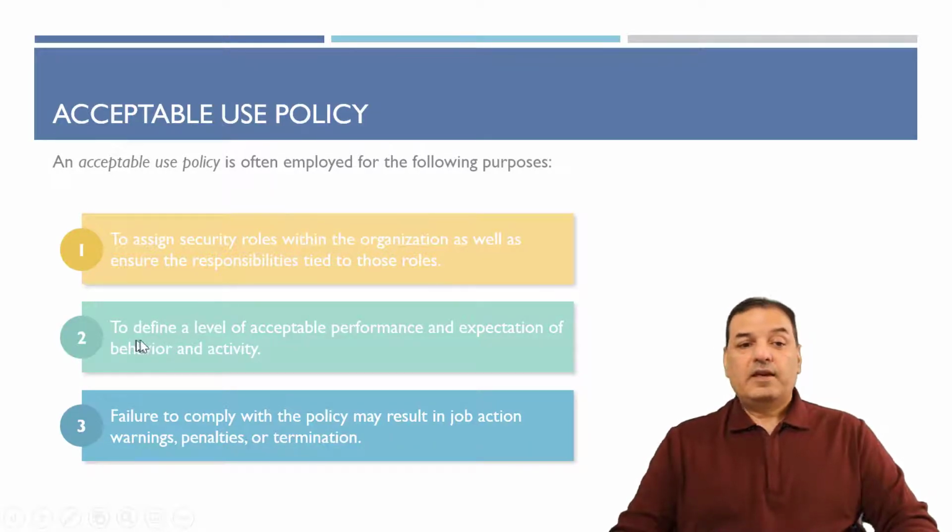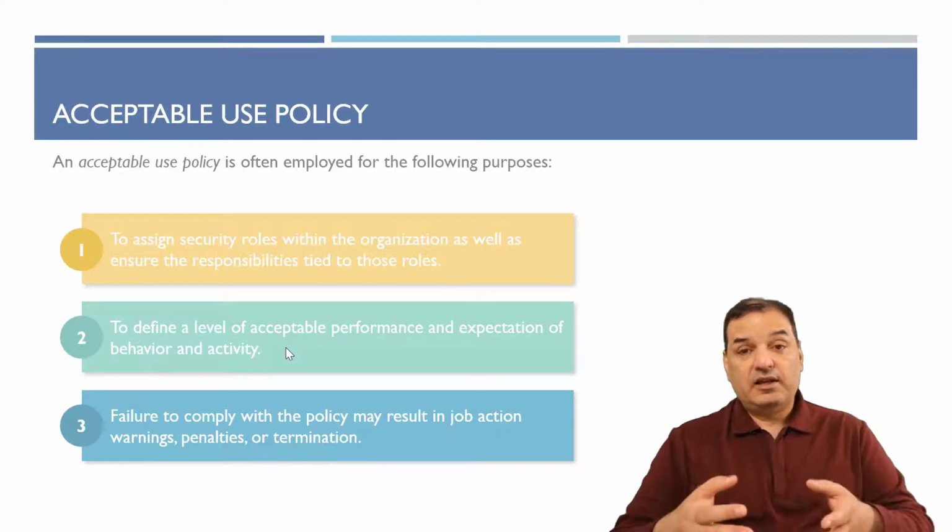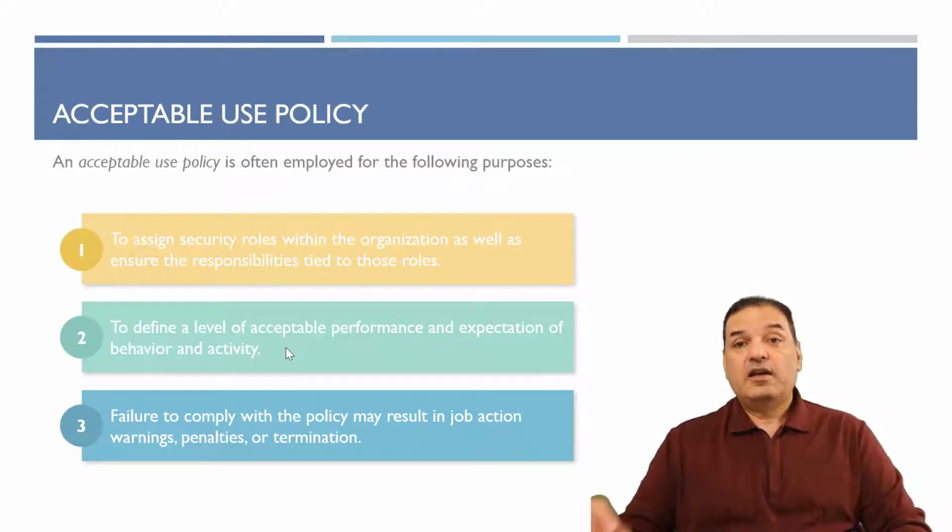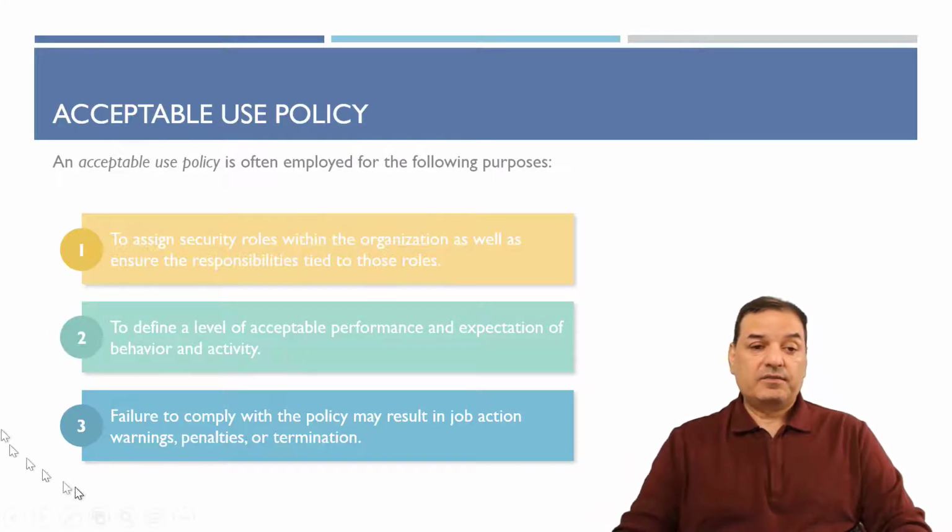Number two, it defines a level of acceptable performance and expectation of behavior and activity. More resources are in the information systems, therefore information system availability, recovery from disaster, those kinds of things have to be mandated so that the organization can continue with its business activities.